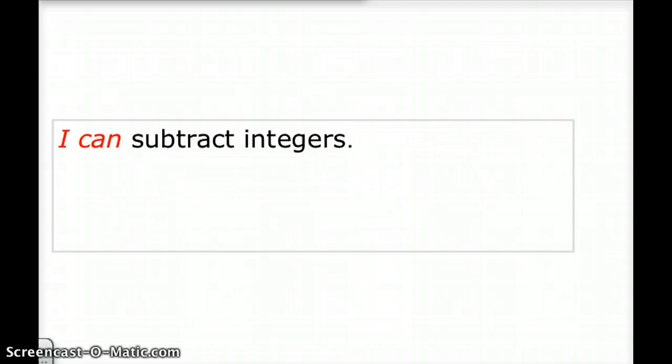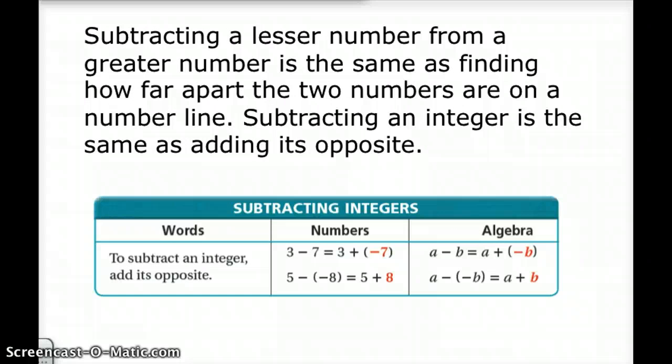Section 1.6, I can subtract integers. Subtracting a lesser number from a greater number is the same as finding how far apart the two numbers are on a number line. Subtracting an integer is the same as adding its opposite. Looking in the box, 3 minus 7 can also be written as 3 plus negative 7. That's something we're already familiar with.